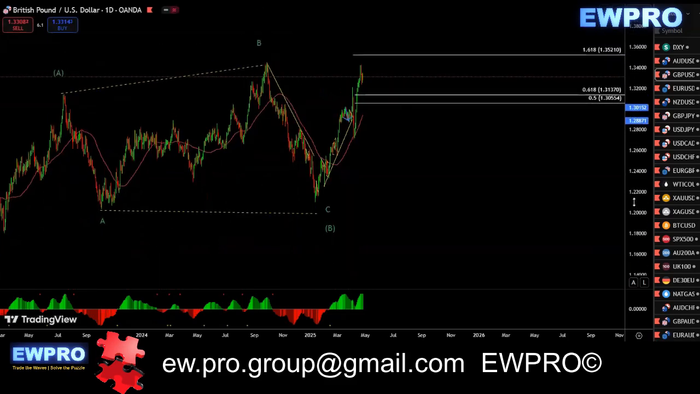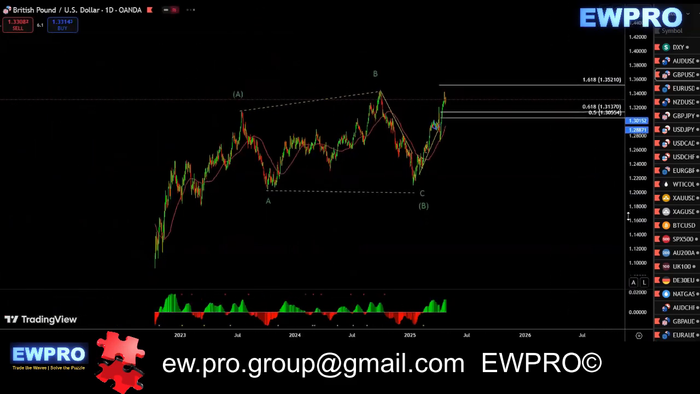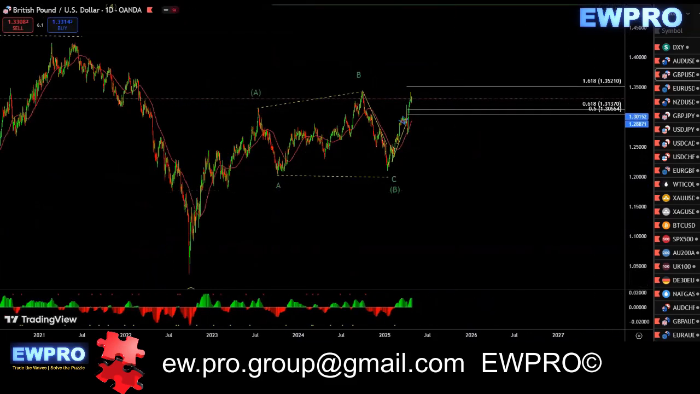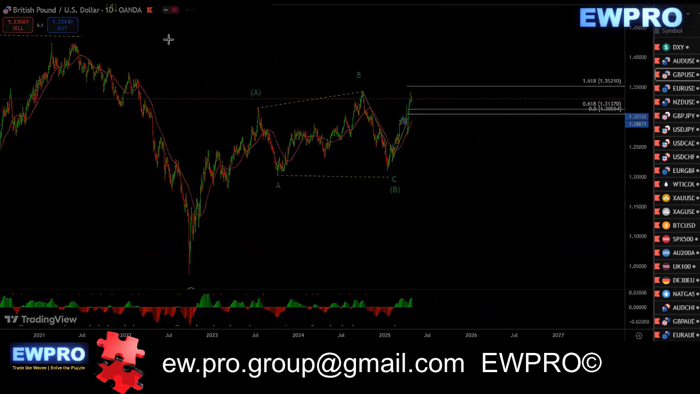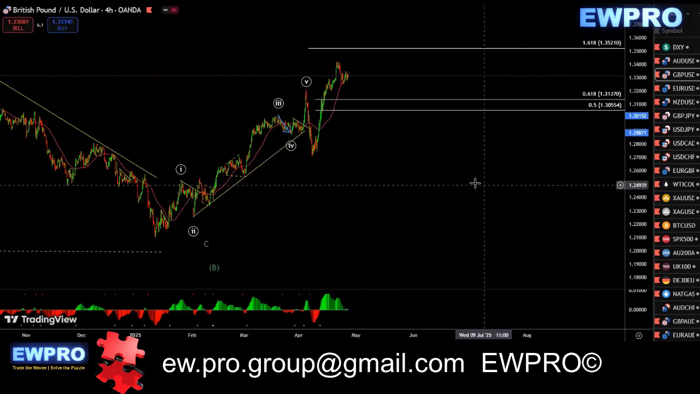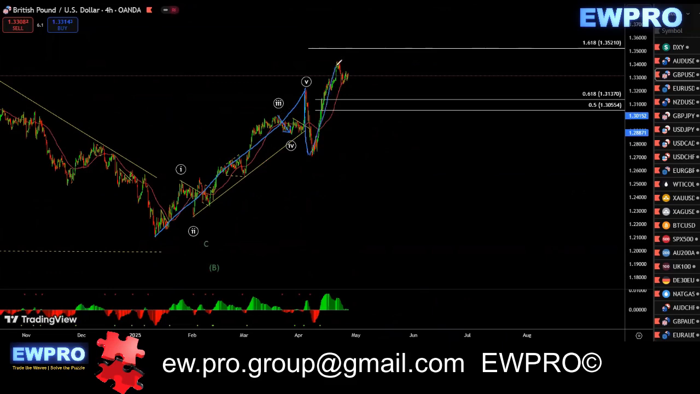GU on the daily, nothing's changed. We're looking for that wave C up, what we've been looking at for a long time. H4 is where it gets a little bit more difficult. We got 5 up here on the H4. Got a nice impulse down. This one is looking very impulsive too.